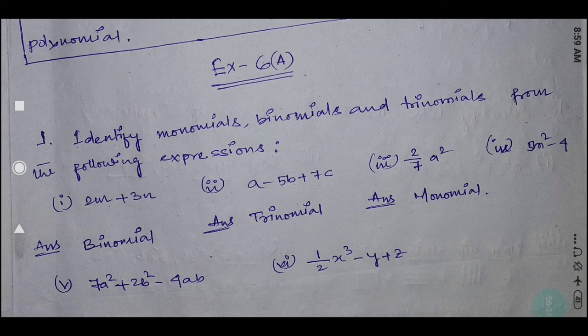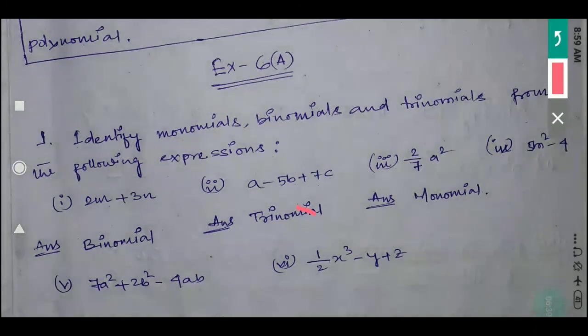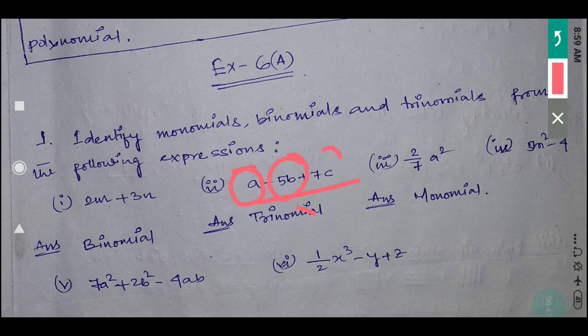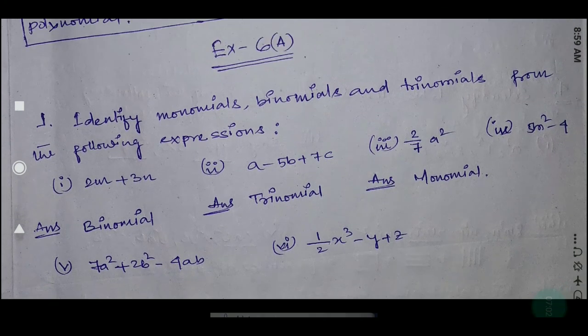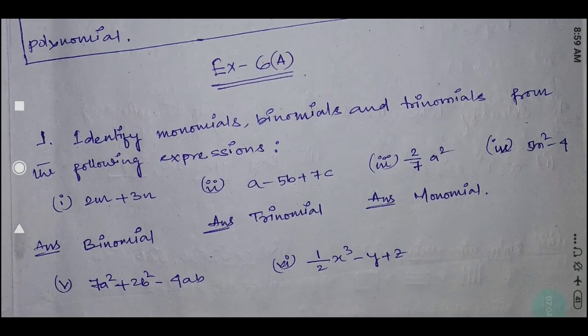See here, 2a minus 5b plus 7c. How many terms are there? This is one, because subtraction and addition are there: 2a, this one is another one, this one is another one. So that means 3 terms are there. That means it is trinomial. See here, 2 by 7 a square, one term. That means monomial. If the number of terms is 1, then it is considered a monomial. Like this you have to do the remaining of question one.